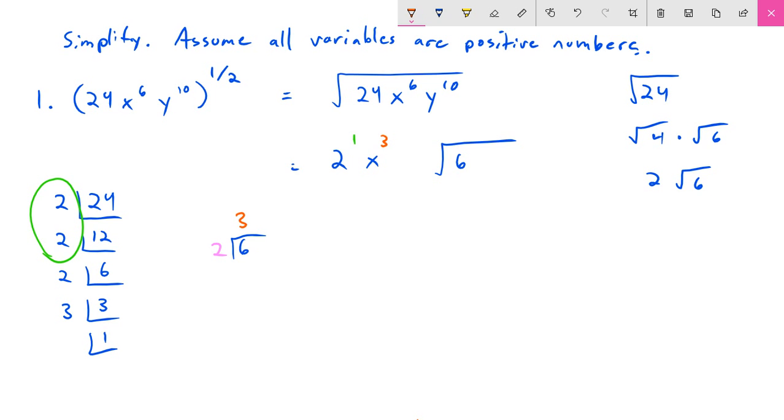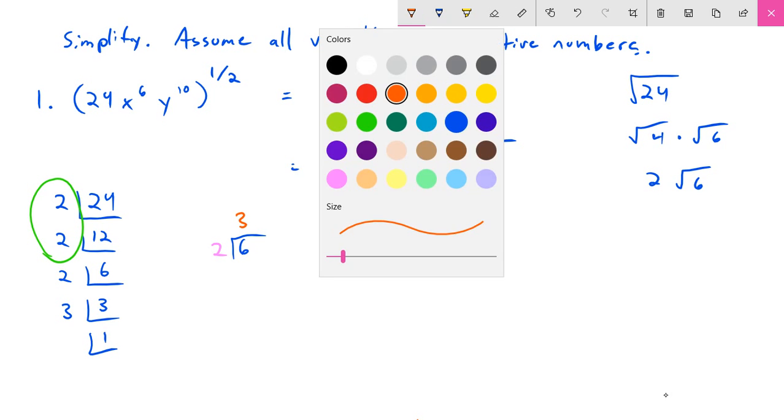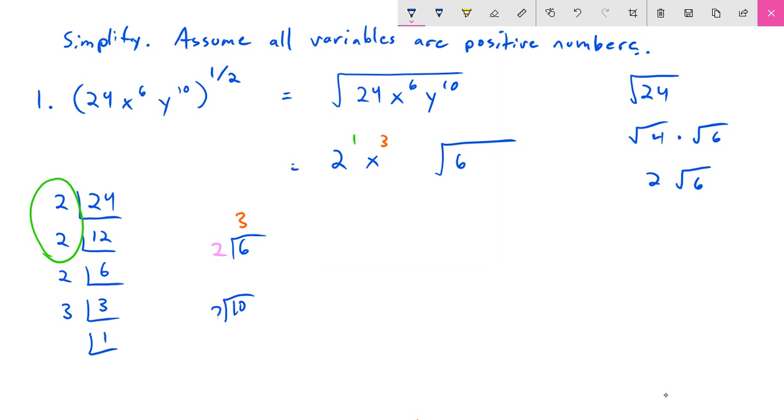Now we got to go to the y's. What about the y's? 10 divided by 2, which is? So y to the 5th power on the outside. That's right. Any remainder? So there's no y's left on the inside of the radical. And so this right here would be your answer.